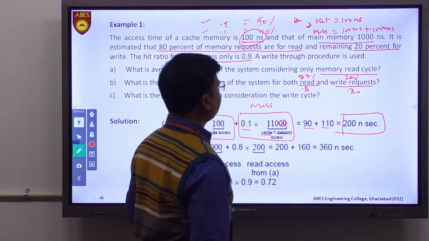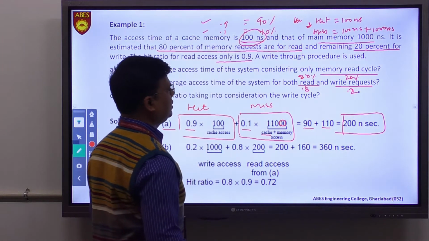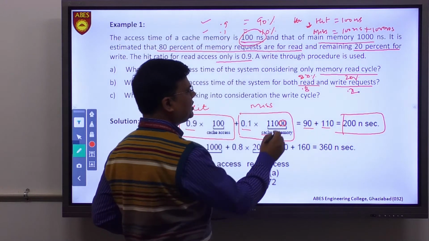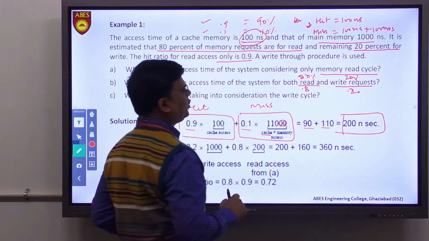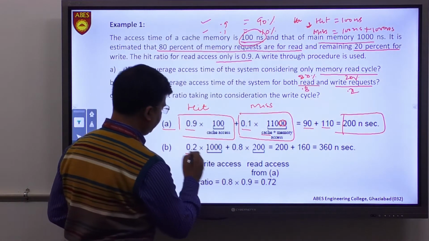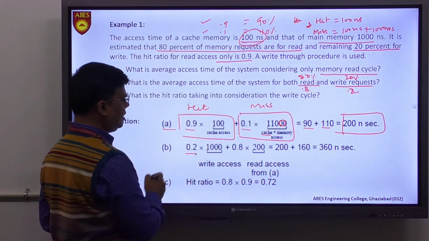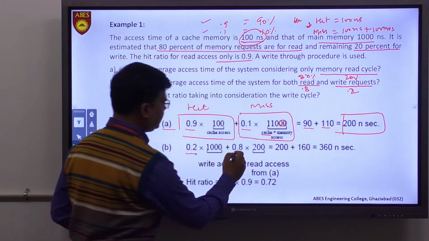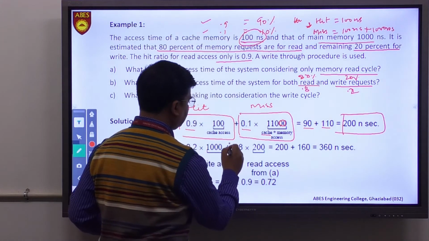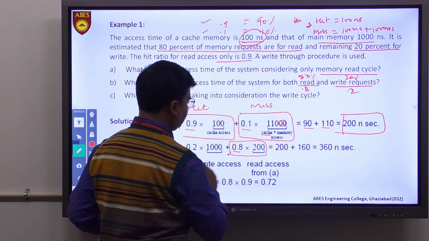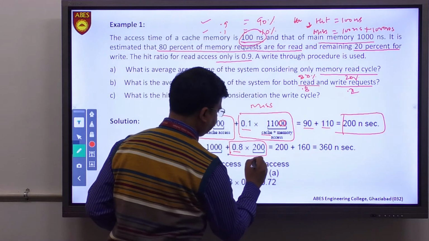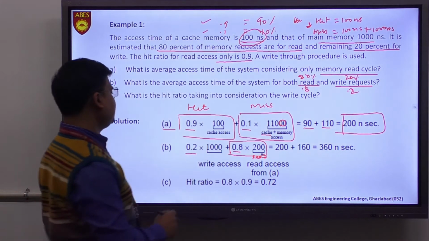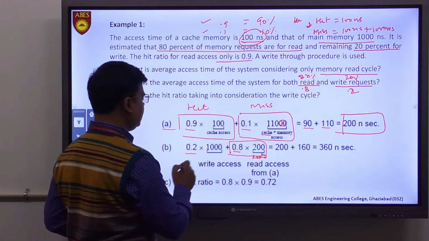Okay. So whenever there is a read, this will work on this 0.8. So 0.8 and the average memory access that we calculated in part A, that is 200. Sorry, this one, 0.8 and 200. So this is for the 80% of reads, this is for the read purpose. The remaining 20%, that is 0.2, is for the write.